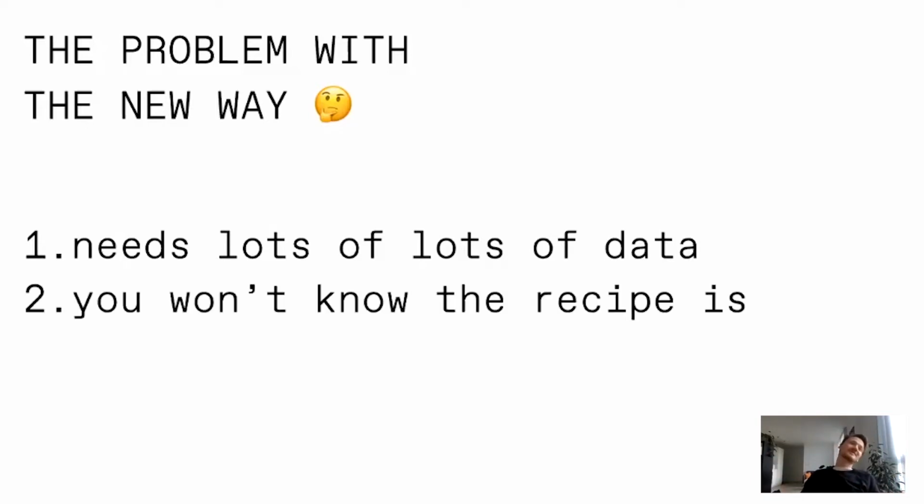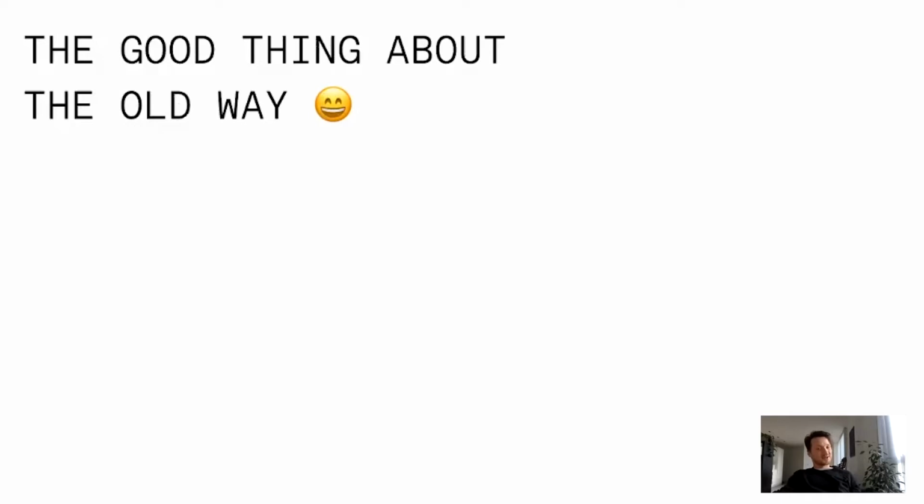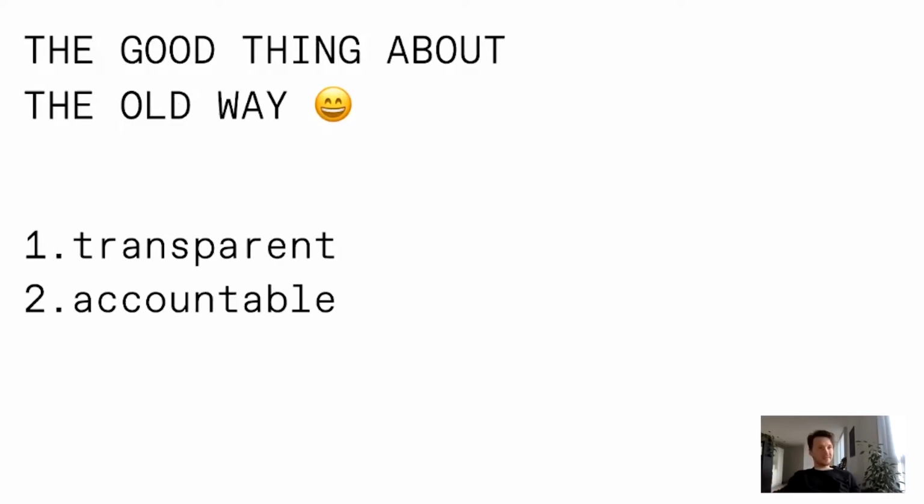The second problem is that you won't know what the recipe is. And if the computer decides to start adding polonium into your recipe, into your meal, you might not know, because it functions as sort of a black box. Which brings us to the good thing about the old way, which was that it's transparent. So you can always review the code and see what it's doing. And it's accountable. Someone wrote that code and you can go to them and ask them, why did you do this? You need to fix it because it's broken.